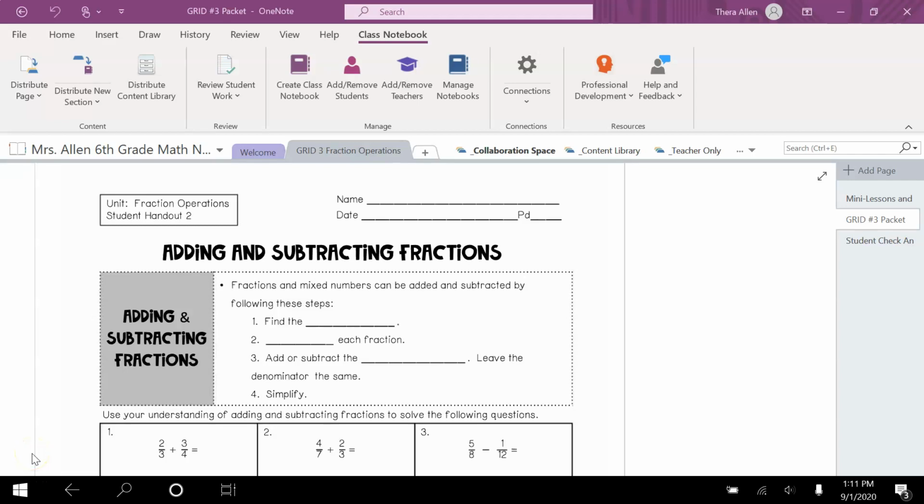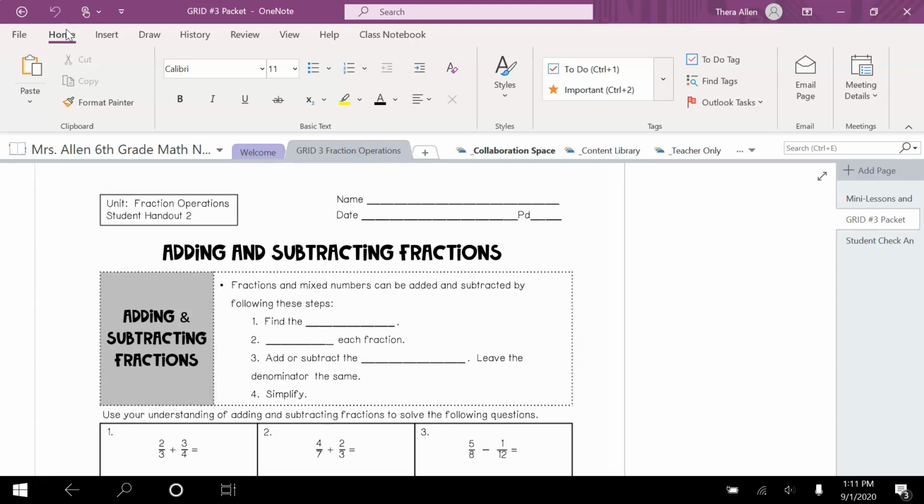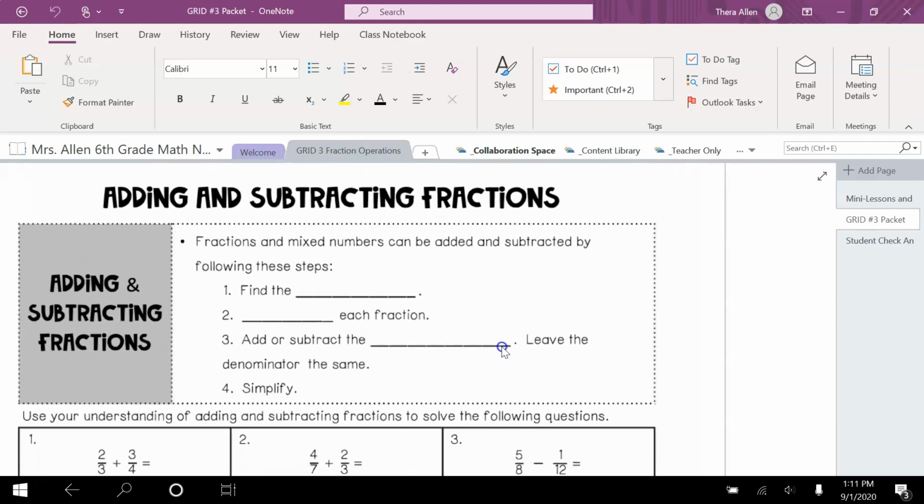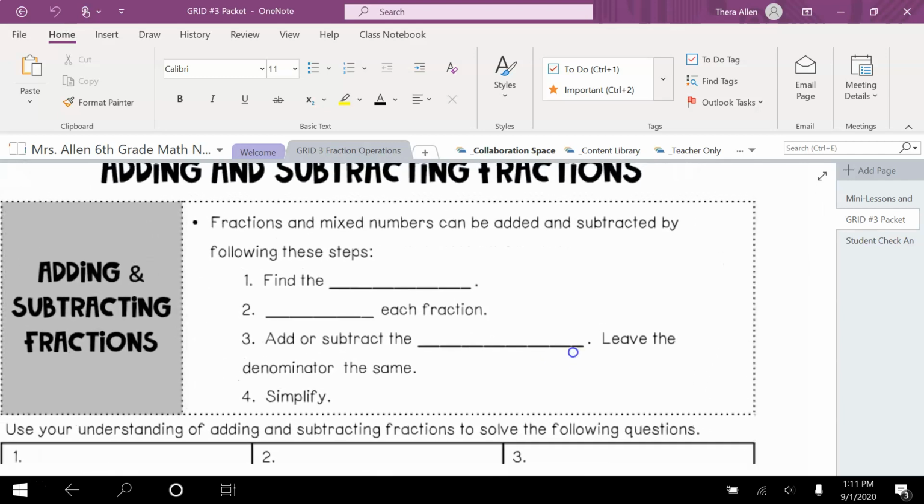We are moving on to adding and subtracting fractions. This is something that you would have talked about last year in 5th grade, and we're going to have a quick review over it so we can move on to multiplying fractions and eventually dividing fractions. Now, with adding and subtracting fractions, fractions and mixed numbers can be added and subtracted by following these steps.